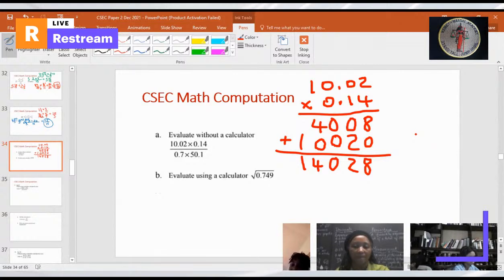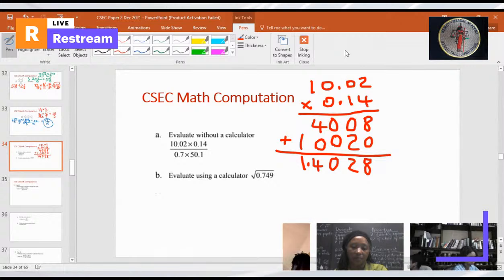Okay. Now since it's decimal, you look at how many decimal places there are. You count up the decimal places: 1, 2, 3, 4. So the answer should have 4 decimal places. It's 1.4028.